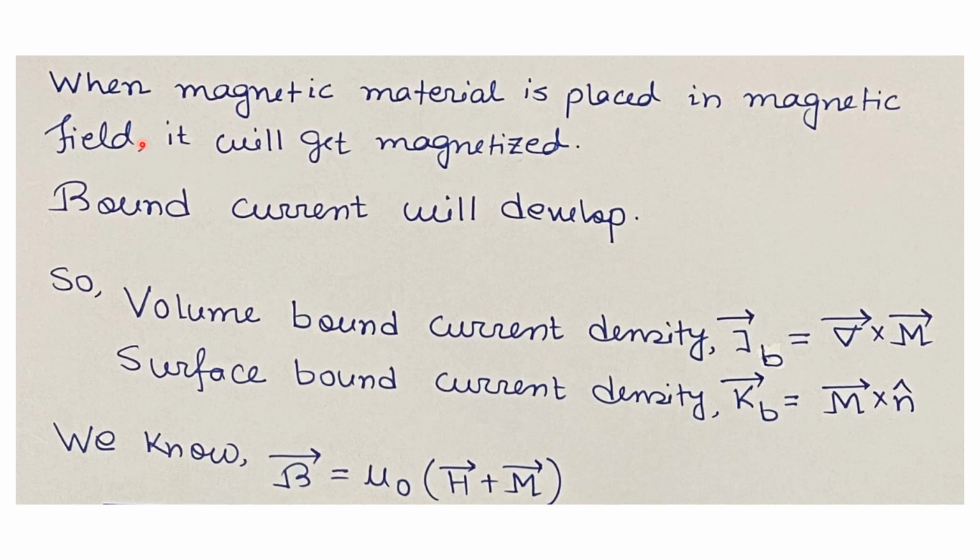We have already seen when a magnetic material is placed in a magnetic field, it will get magnetized, and it will give rise to two types of current densities, that is volume bound current density and surface bound current density. The volume bound current density is given by Jb vector equals curl cross M, and the surface bound current density is Kb equals M cross n cap. Now we know the magnetic flux density or magnetic field inside the material is given by mu naught times the H vector plus the magnetization vector M.